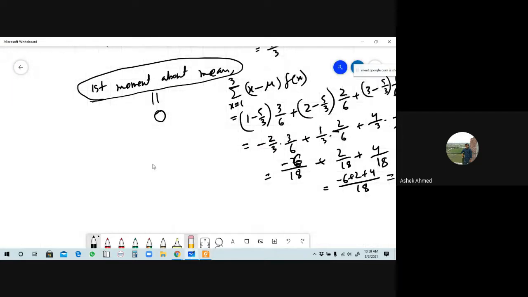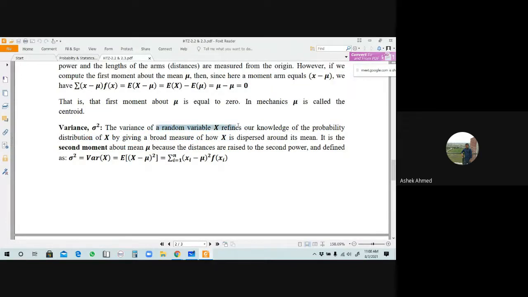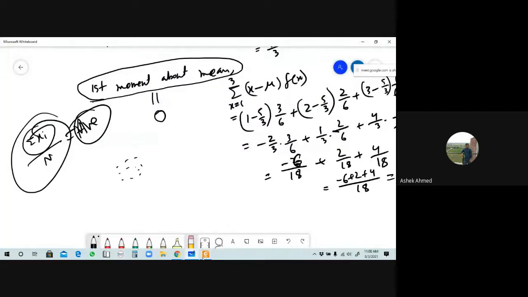Variance represents, when we discuss the statistics topic, the data points we have. From the data points we can get the average: we already know that we sum all the data points and divide by the number of data points to get the average. The variance of a random variable x refines our knowledge of the probability distribution of x by giving a broad measure of how x is dispersed around its mean. What do you mean by this? It represents how the data points are dispersed or scattered around the mean. We use variance to represent this.